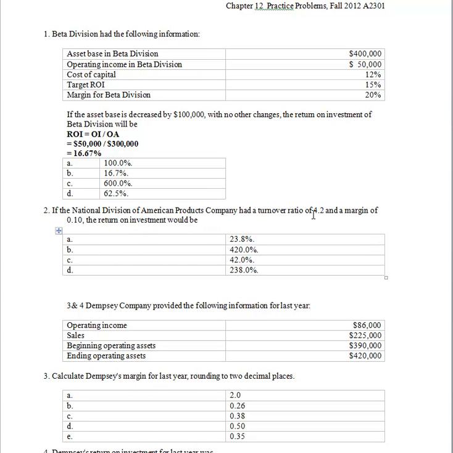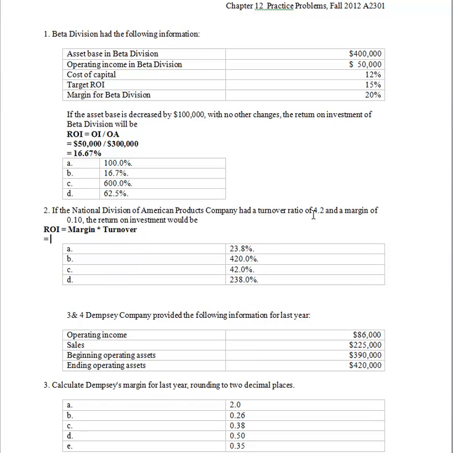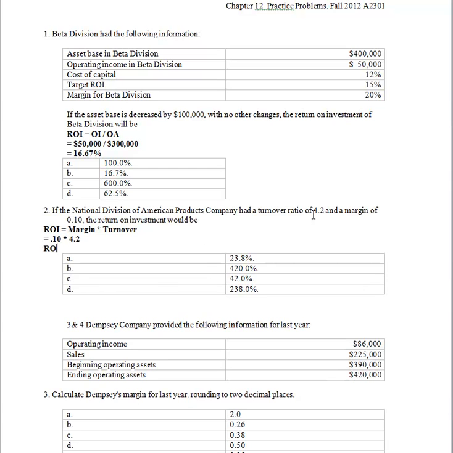On number 2, it says that we have a turnover and a margin. It's asking for ROI. Make sure you also understand the second way to calculate ROI is you can also take the margin and multiply it by the turnover. So your margin here is 10%. Your turnover is 4.2. So that's going to give you an ROI equal to 42%. So your answer on number 2 is C.